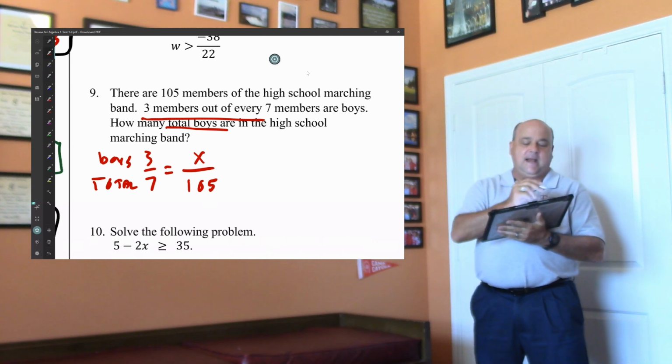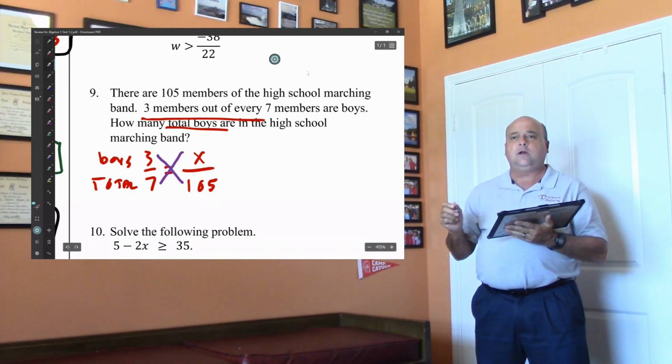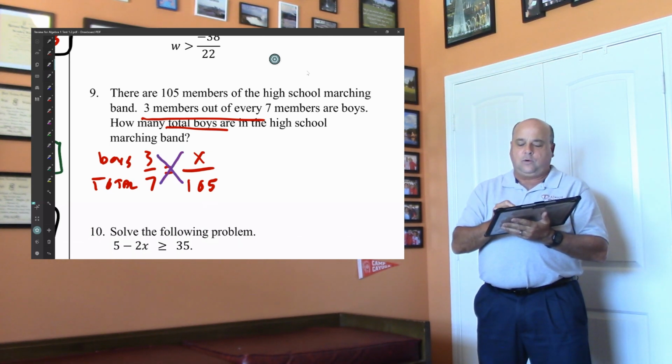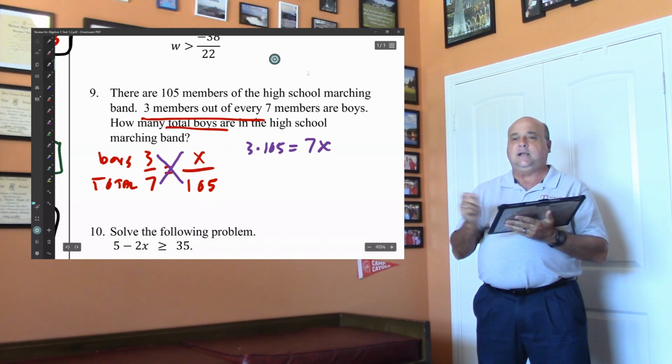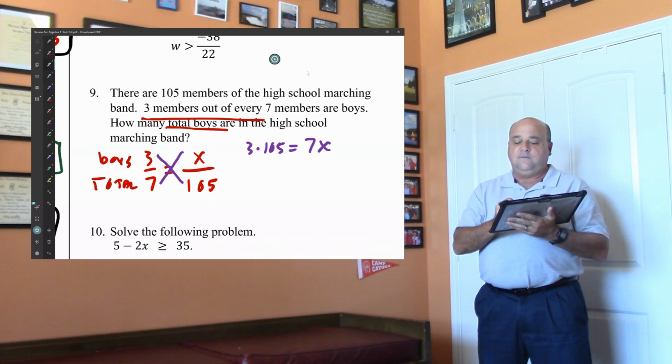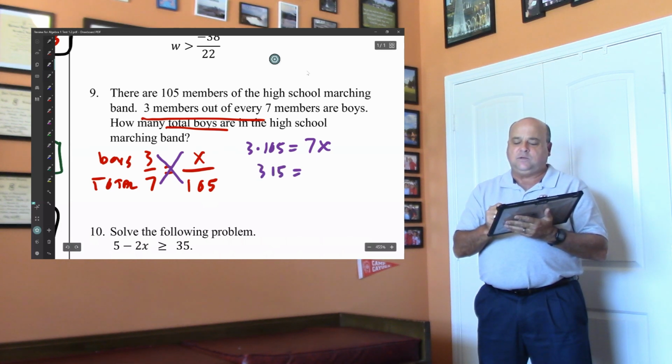So now we're going to put an x over the equal sign so we can see what we're going to cross multiply. We're going to take 3 and multiply it times 105, and that's going to equal 7x. So 3 times 105 is 315 equals 7x.